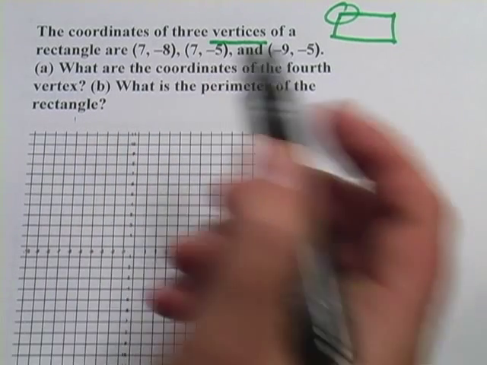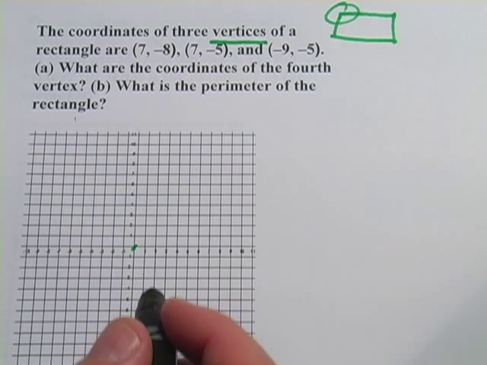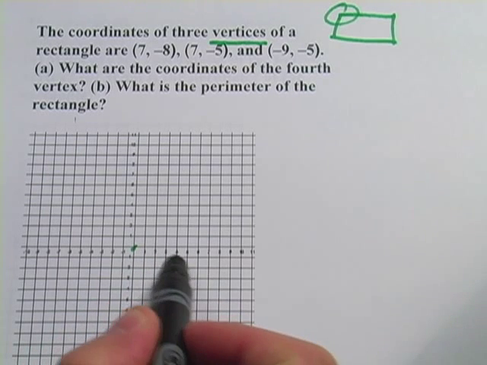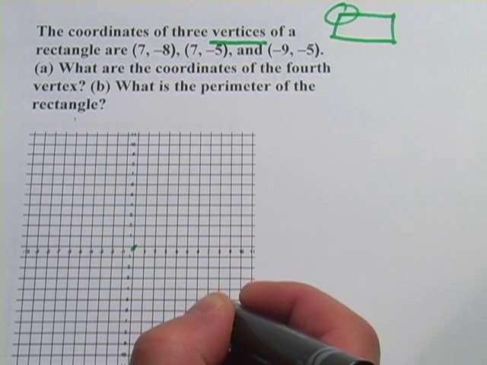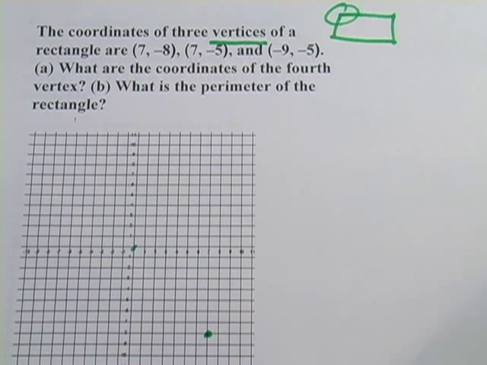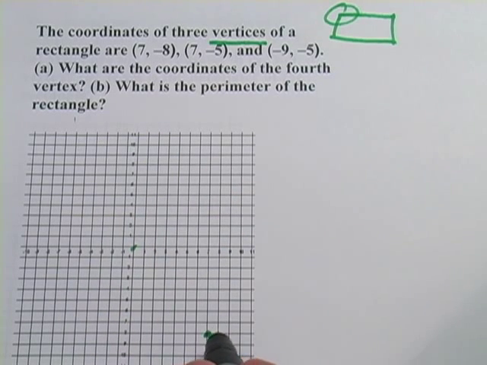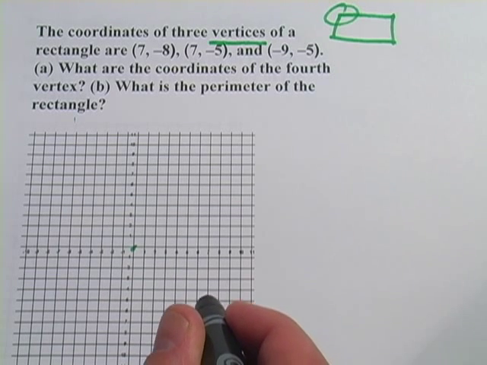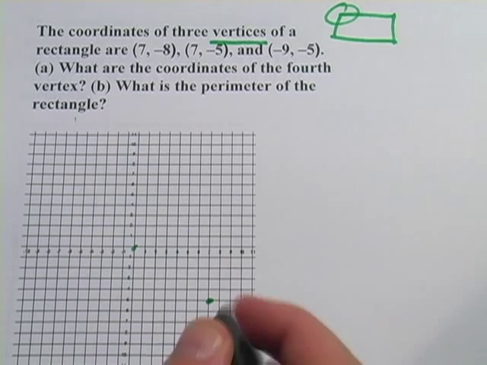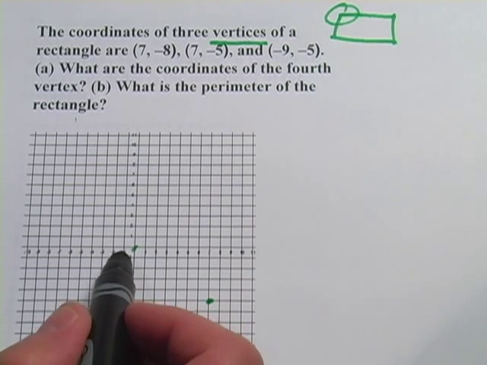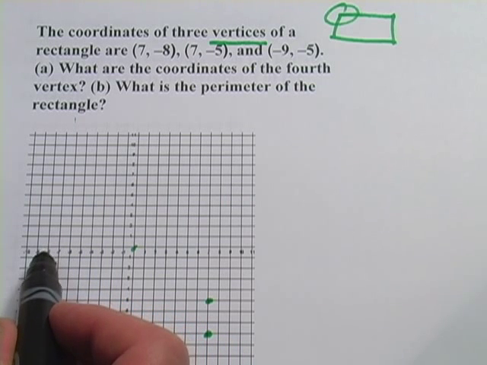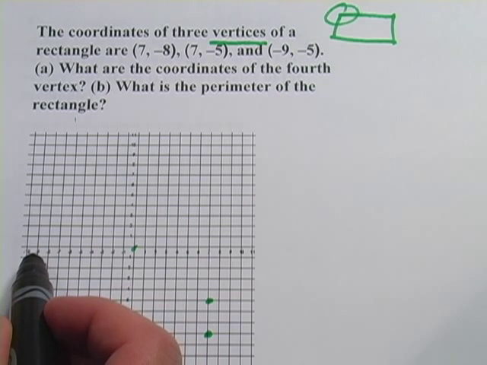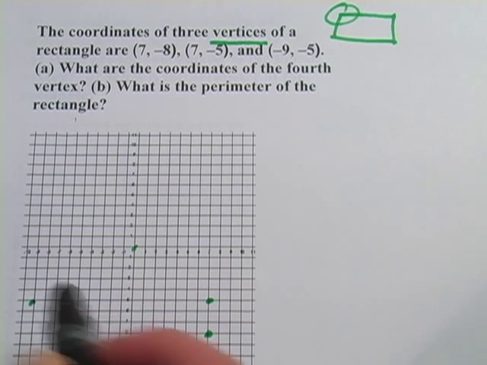We have (7, -8). So here's 0, 0, 7: 1, 2, 3, 4, 5, 6, 7, and -8: 1, 2, 3, 4, 5, 6, 7, 8. So there's that point. Now I have (7, -5). Well, it's still on the 7 line, and then -7, -6, -5 is just 3 up from the -8. And then I have (-9, -5). So all the way over here, -1, -2, -3, -4, -5, -6, -7, -8, -9, and then -5: 1, 2, 3, 4, -5.